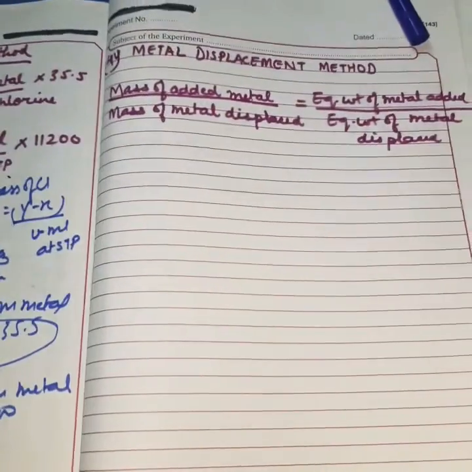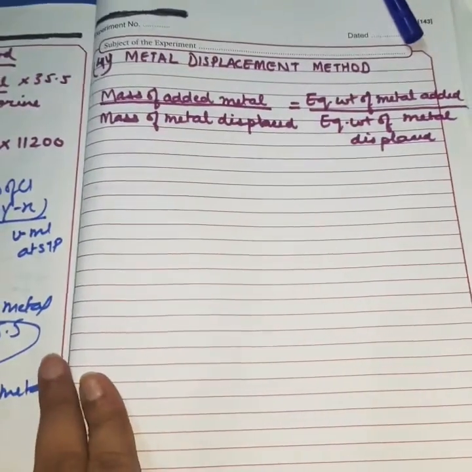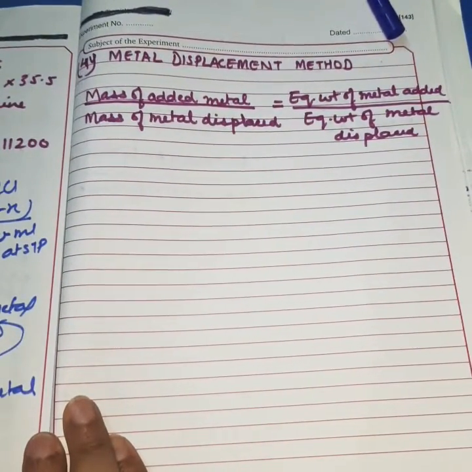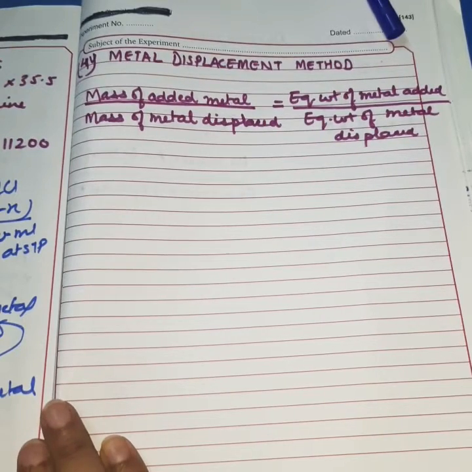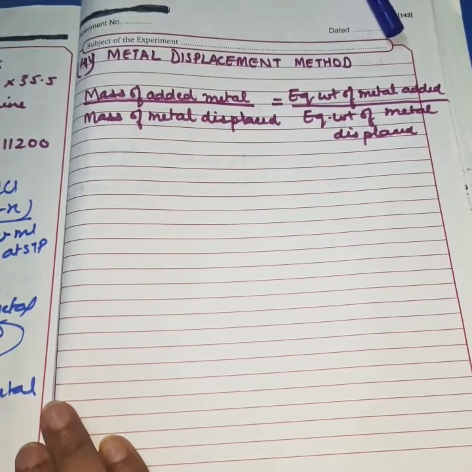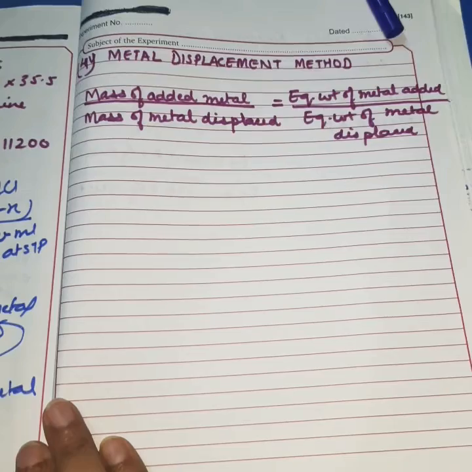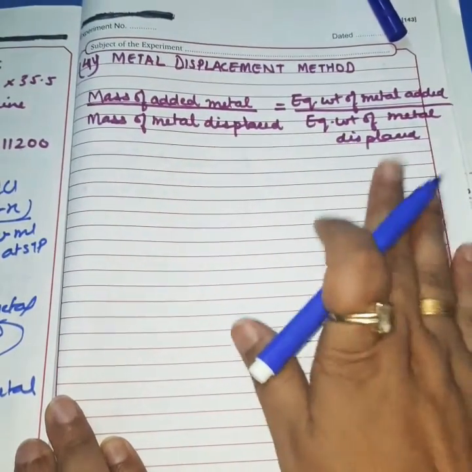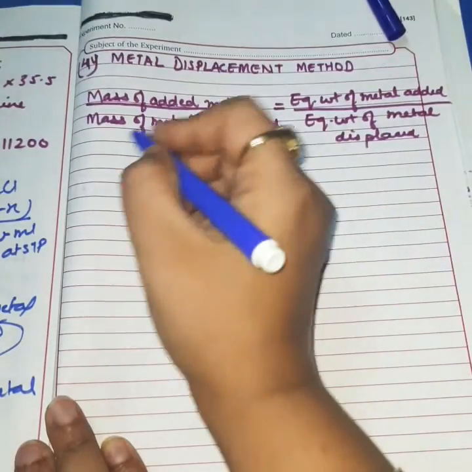Now moving on to the next method, that is the fourth method, the metal displacement method. The metal displacement method is based on the principle that a more reactive metal can displace the less reactive metal from the salt solution. So this technique is also based on the knowledge of the activity series. So here I take one example.